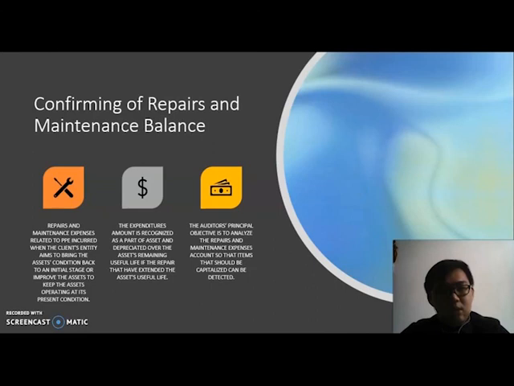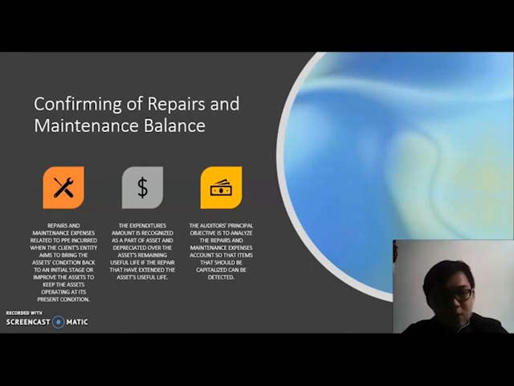So the next one is confirming of repairs and maintenance balance. Repairs and maintenance expenses related to PPE are incurred when the client's entity aims to bring the asset condition back to an initial state or improve the asset to keep the asset operating at its present condition.